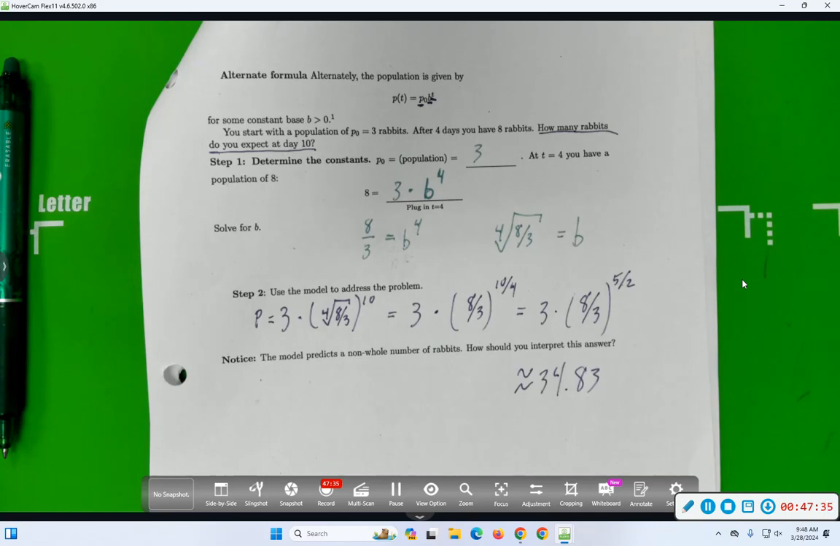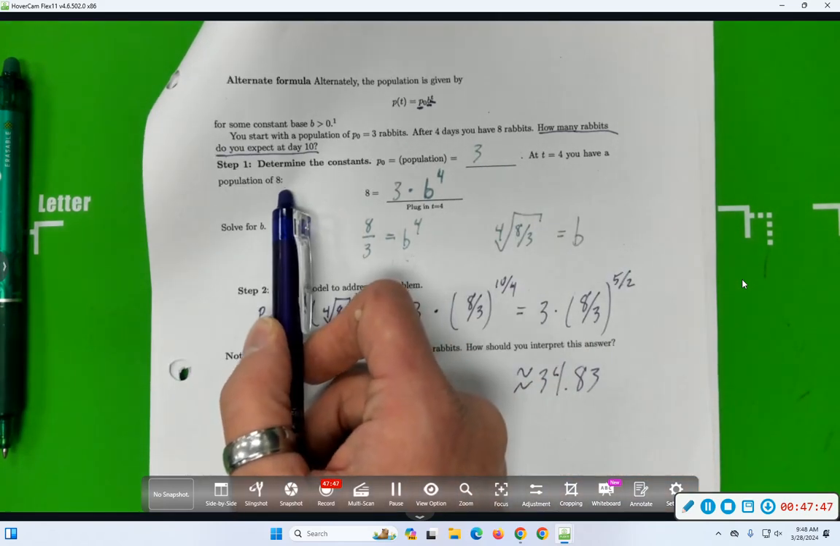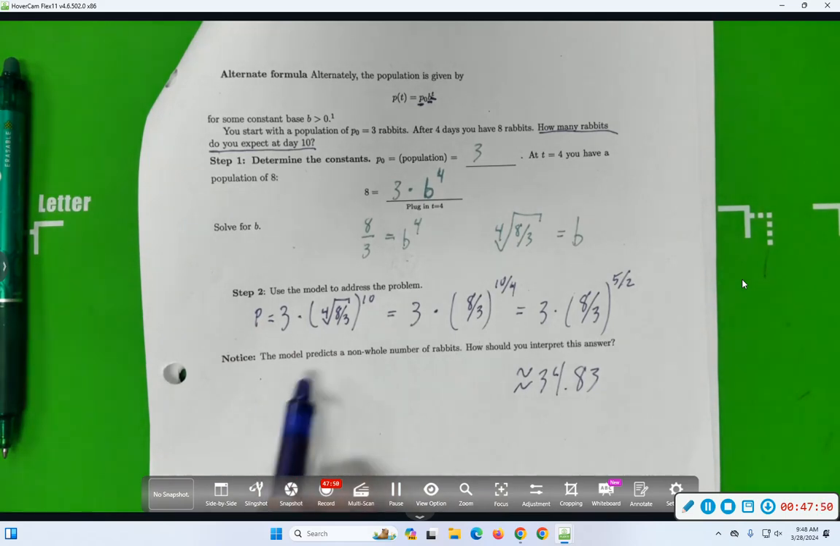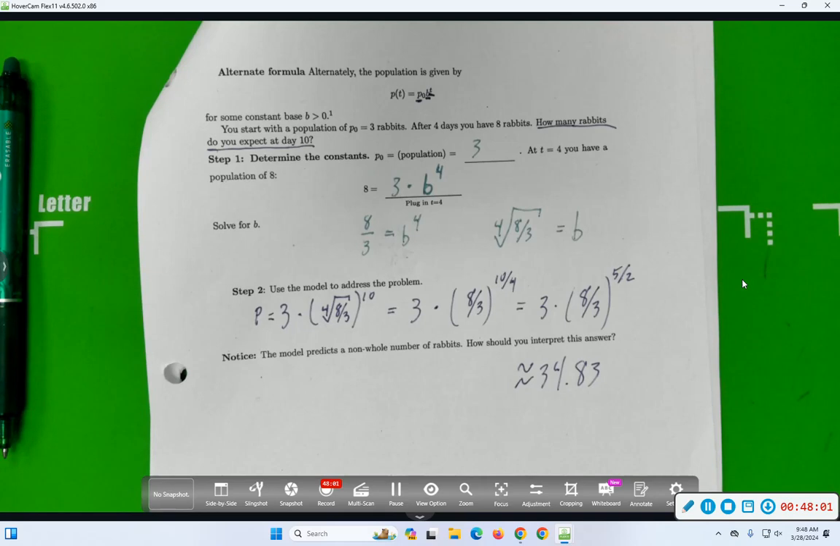On the one hand, that number got big, but that's just an artifact of exponentials getting big quickly. And I guess it makes some sense. In 4 days, the population almost tripled. And now I want to wait 10 days, it's going to grow quickly. So I think that number seems sensible. Except it's not a whole number, right? What does it mean to have 34.83 rabbits? You can't. There's a weirdness: you're modeling something discrete with something continuous. So there's always something weird here.